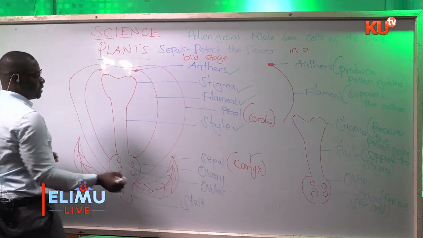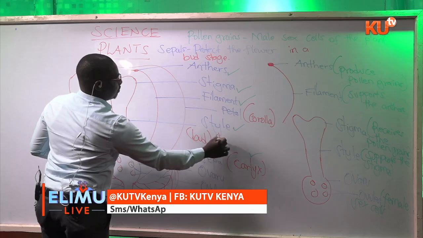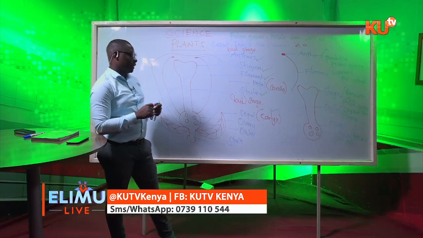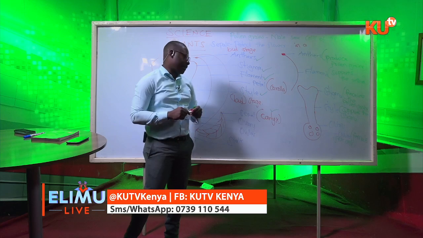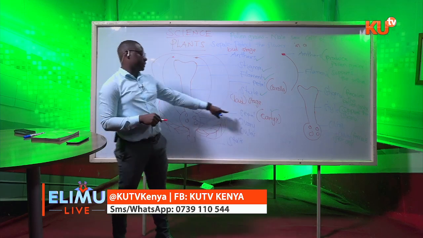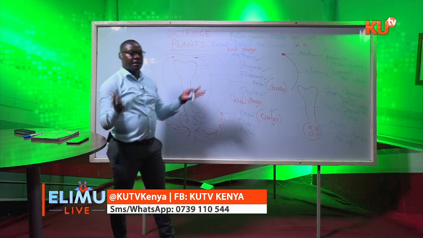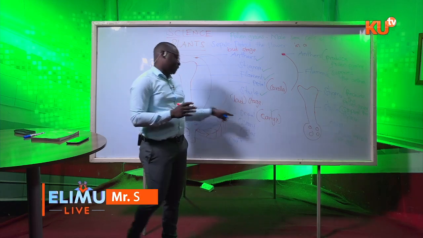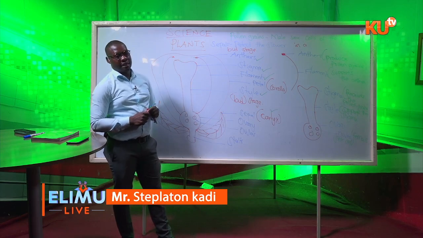Bud, B-U-D, bud stage. Bud stage is the stage before the flower opens up. That is what we refer to as a bud stage. So the sepals are the ones that protect the flower. They cover the flower before the flower opens up. That is the function of the sepals. And they are usually green in color.